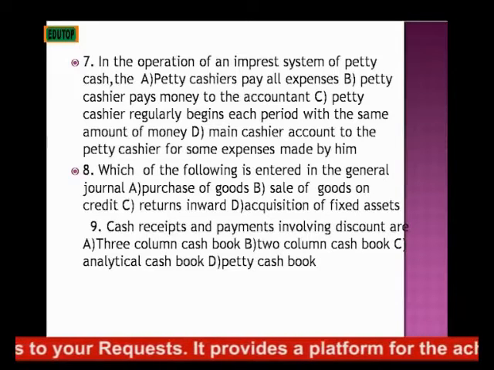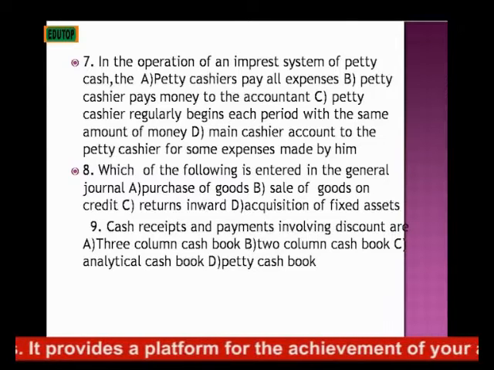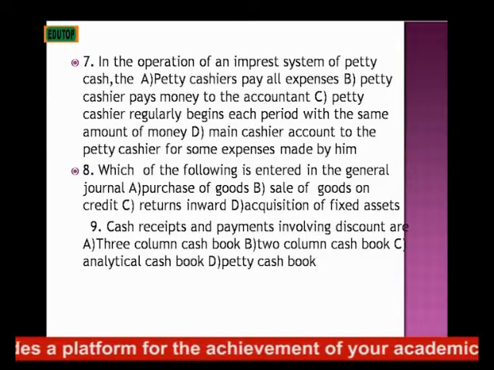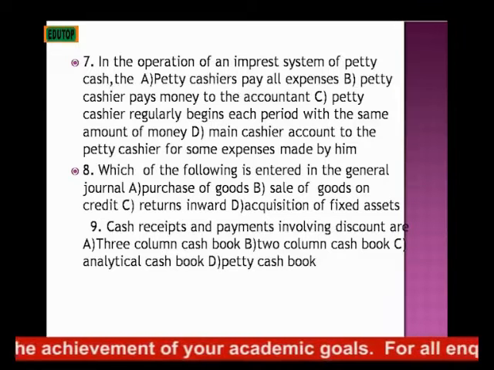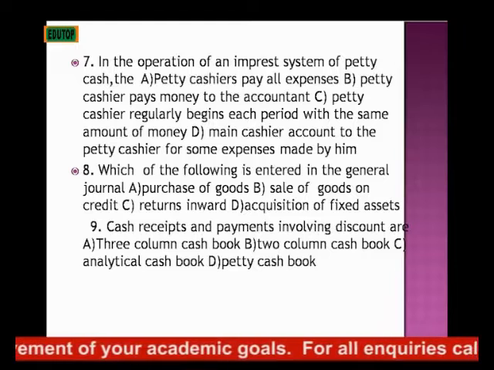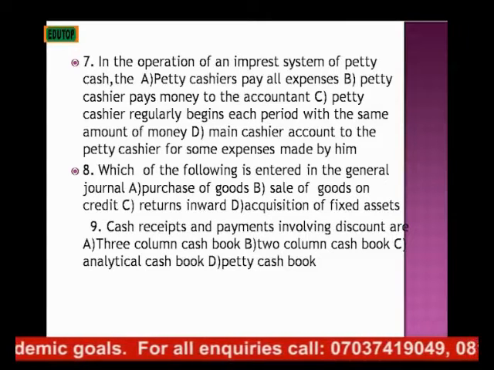Then we have the eighth question. We say, which of the following is entered in a general journal? A, we have purchase of goods. B, we have sale of goods on credit. C, we have returns inward. And D, we have acquisition of fixed assets.